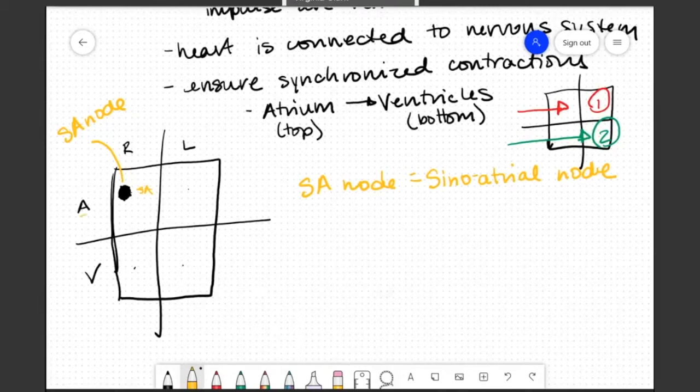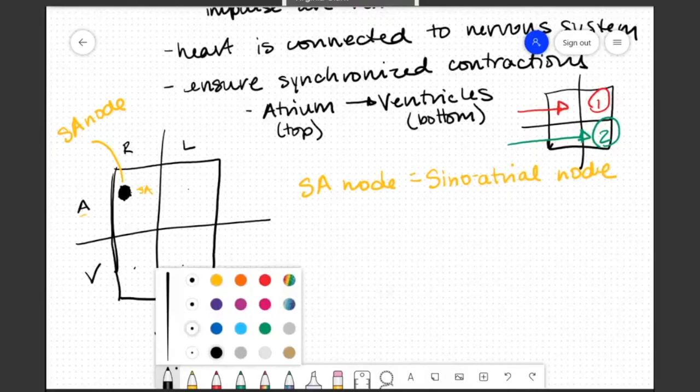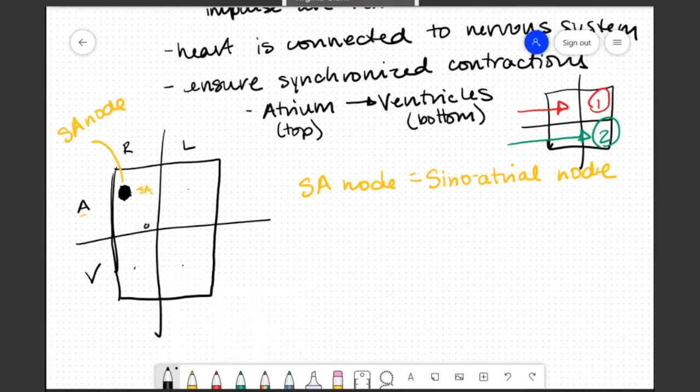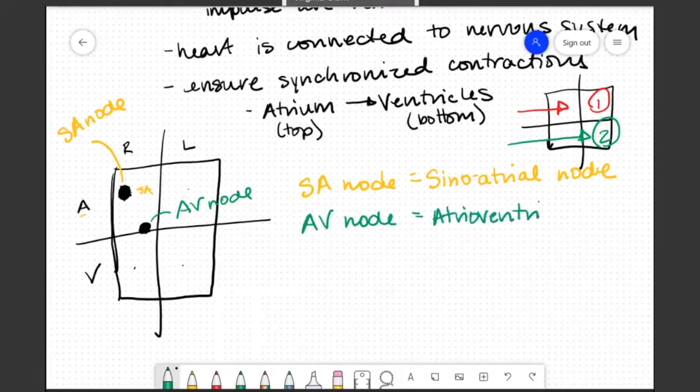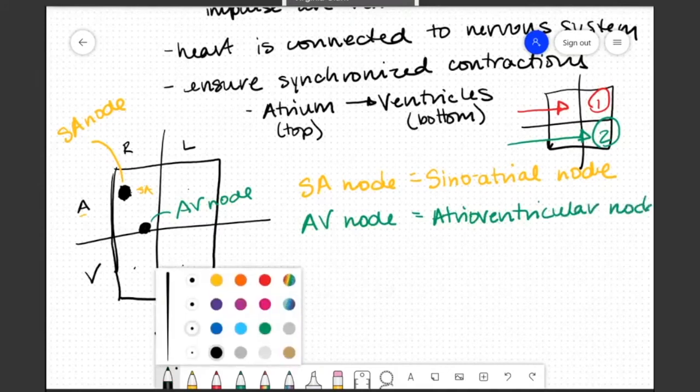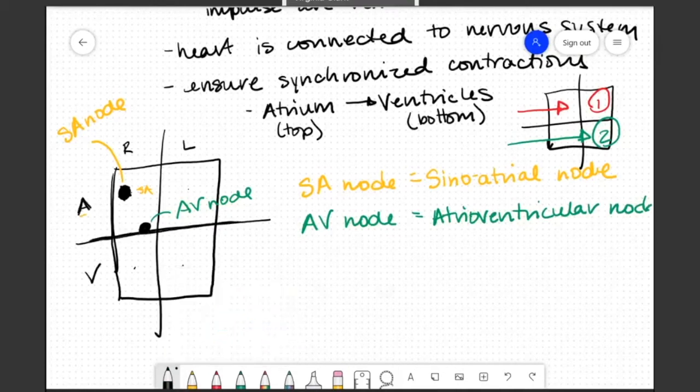You're also going to have a pocket of cells that is your AV node. So this right here will be your AV node. And your AV node stands for atrioventricular node. It is on the line, or right next to the line, between your right atrium and your right ventricle. So that's your AV node.